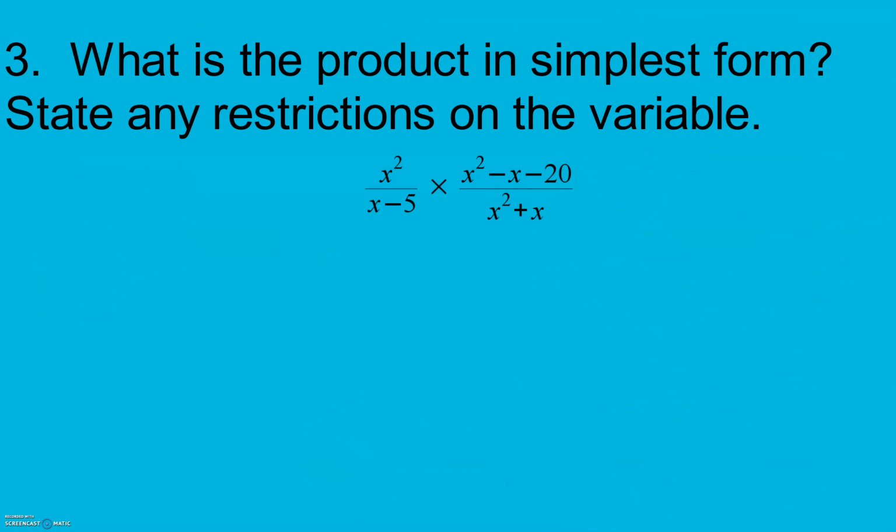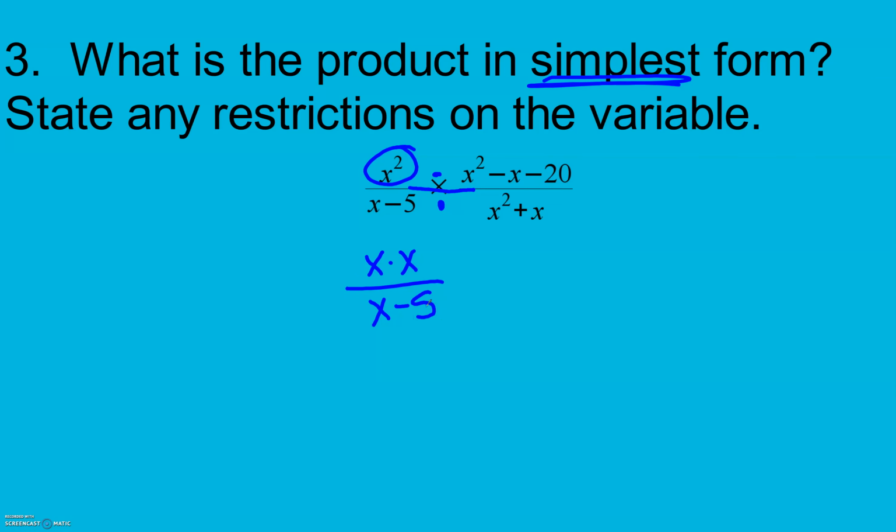Number 3, we're finding the product in simplest form and stating any restrictions on the variable. Product means multiply, and when we multiply fractions, we multiply straight across. But just like we did before, I'm going to break these down into factors to see if we can simplify it, because we want it in simplest form. So x squared is just x times x.